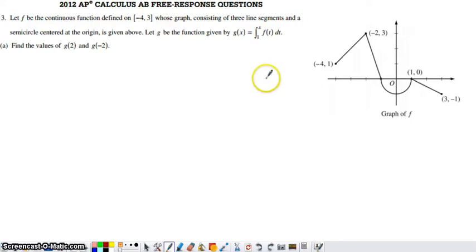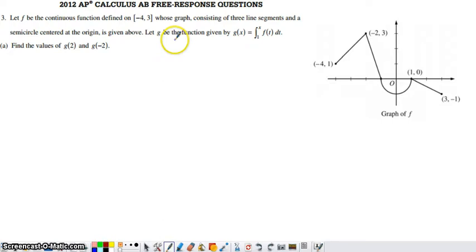So this is problem number 3 from the 2012 AB exam. It was also on the BC exam. It's a non-calculator question. And what they give you to work with here is this graph. They tell you that f is the continuous function defined on the closed interval -4 to 3. This is the graph of f that we're provided with. We're told that it's consisting of 3 line segments and a semicircle centered at the origin.